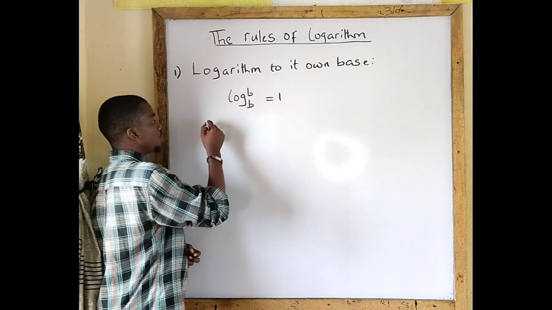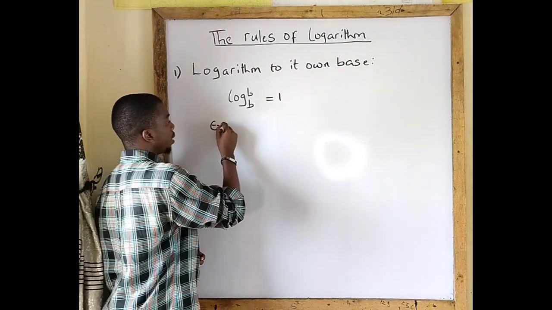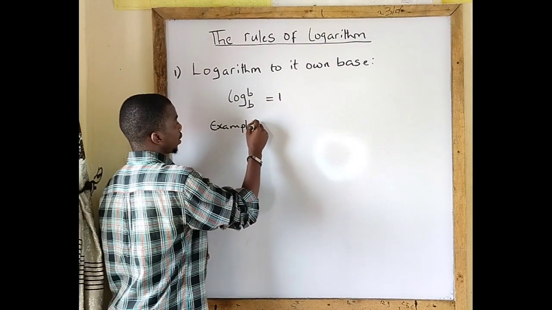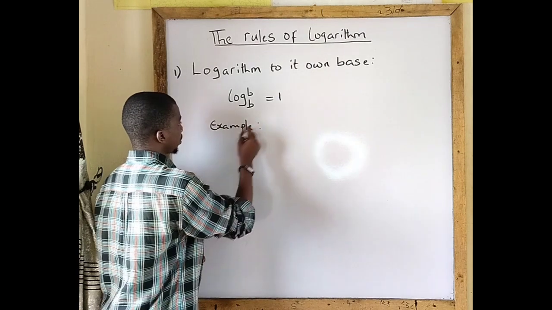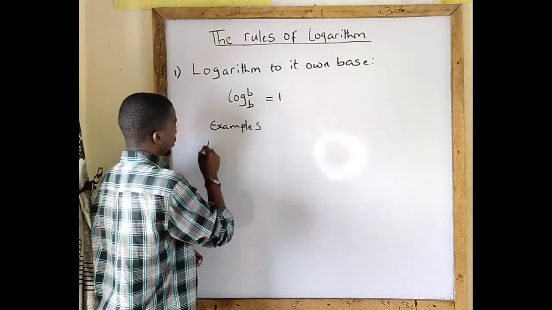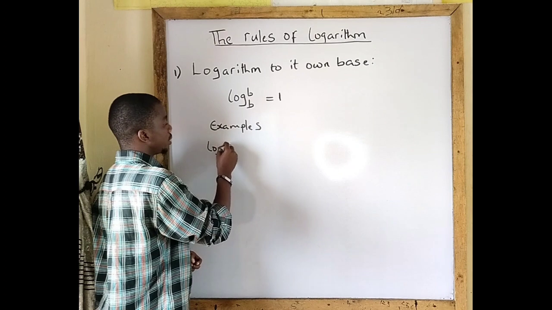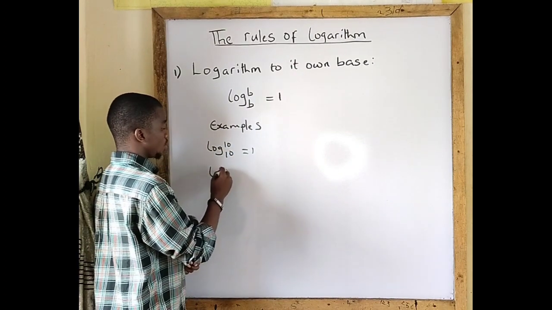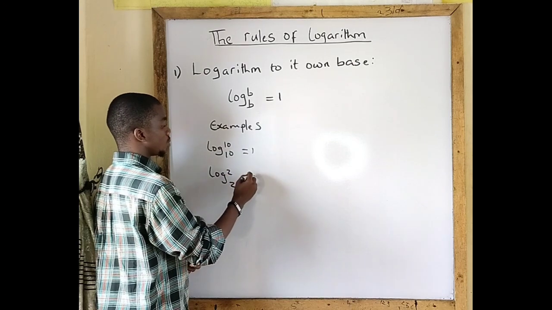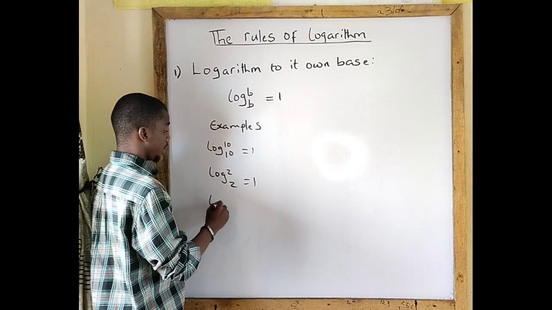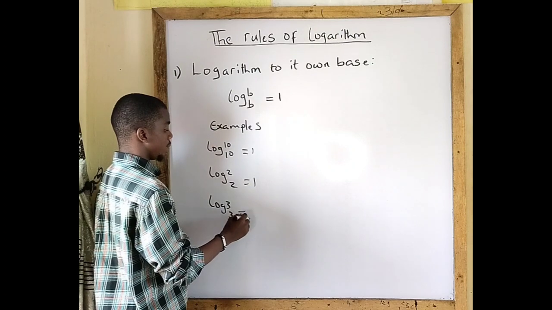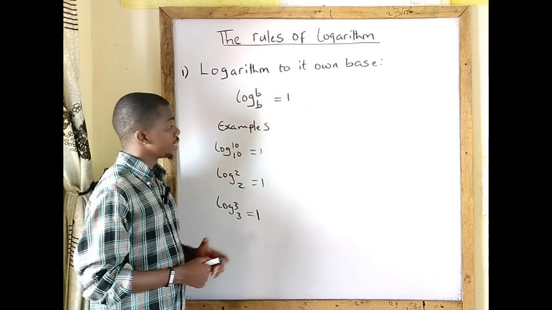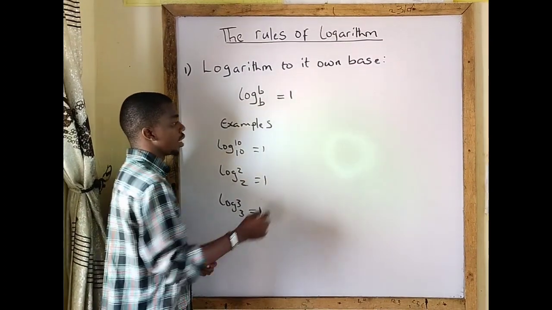Okay, example: we have log 10 to base 10, this is equal to 1. Log 2 to base 2, this is equal to 1. Log 3 to base 3, this is equal to 1. And we can as well prove that this is true.